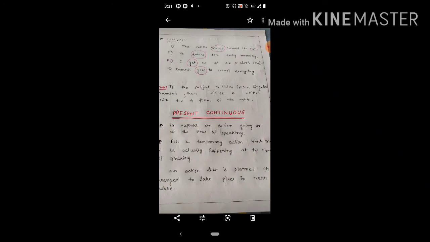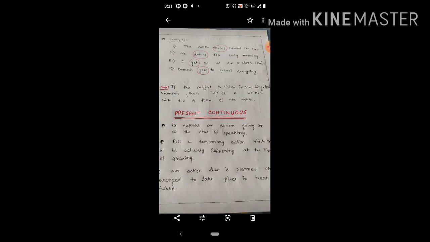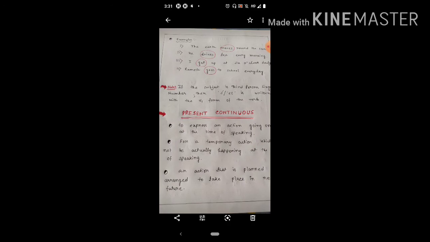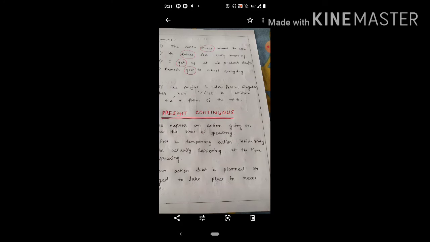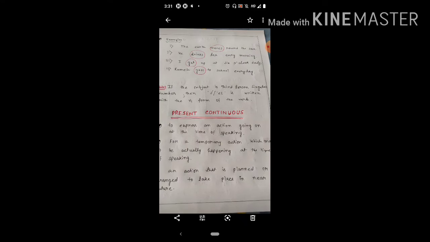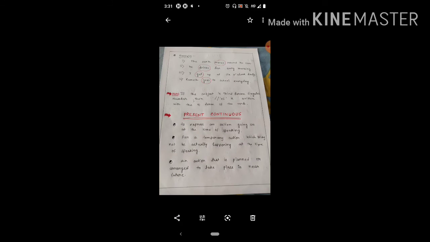The next point is that present continuous tense is also used to describe a temporary action which may not actually be happening at the time when it is spoken. The third point is that present continuous tense is also used for an action which is planned or arranged to take place in the near future.